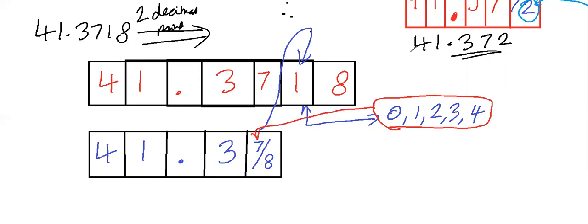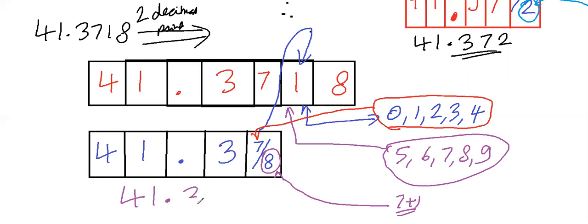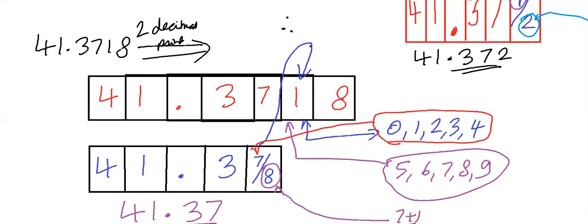But if in this box the number is 5, 6, 7, 8, or 9, then which number will come? 7 plus 1, which is 8. So 8 will come here. Correct? But here it is 1. Yes. So my answer will be 41.37. This will be my answer. Understood? Yes, sir. Okay, now 2 decimal points we have seen.